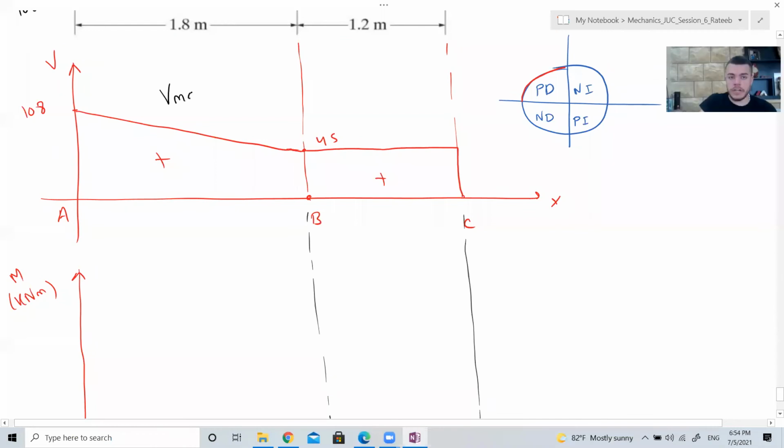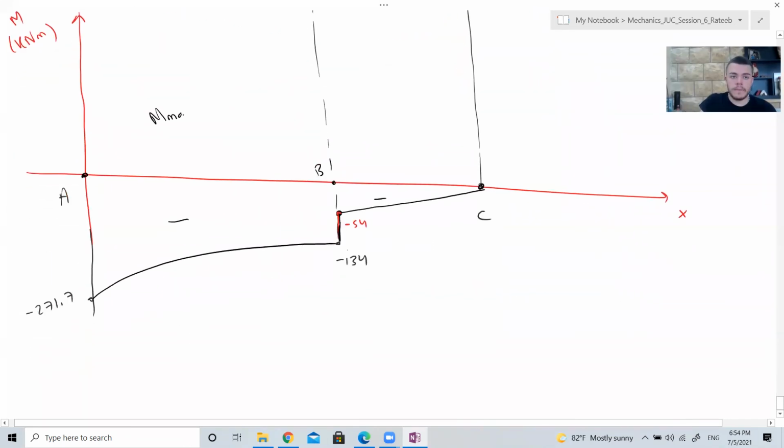What is the maximum shear? What is the maximum moment? It is the negative one, minus 271.7 kN·m.